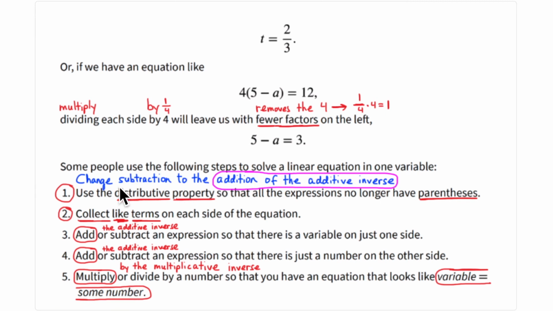And I always like to change the subtraction to addition. That's the first step that I like to do, because I always want to think about addition and multiplication. So I change the subtraction to the addition of the additive inverse.